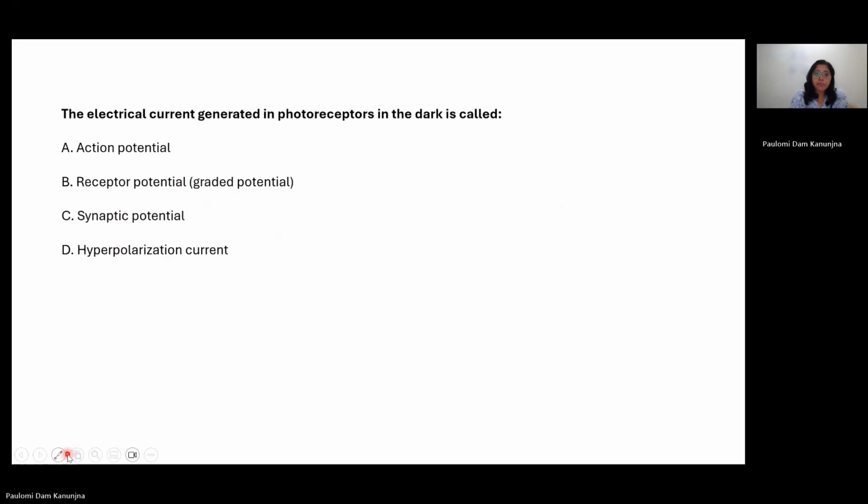Moving ahead. Now, the electrical current generated in the photoreceptors in the dark is called what? What is the name of that current that is generated in the dark? Action potential, receptor potential, synaptic potential, or hyperpolarization current.